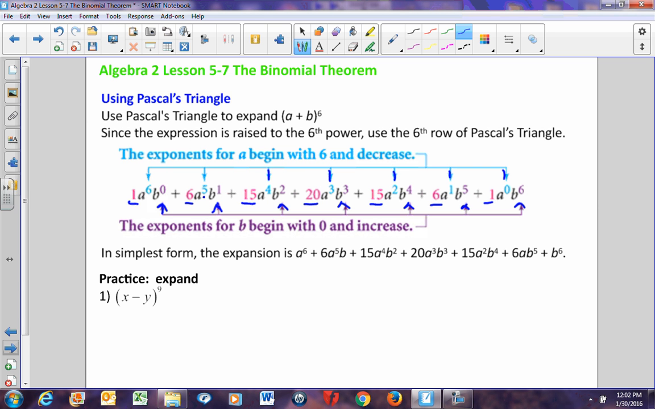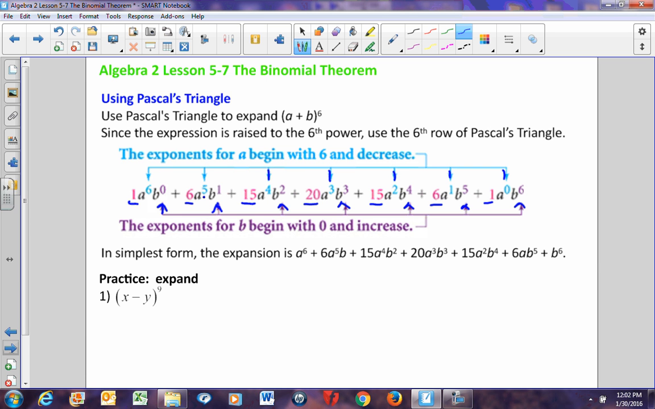You get a to the 6th plus 6 a to the 5th b plus 15 a to the 4th b squared plus 20 a to the 3rd b to the 3rd plus 15 a squared b to the 4th plus 6 a b to the 5th plus b to the 6th. Aren't you glad you didn't have to multiply out to get that? That would probably take half a page of multiplying out longer.